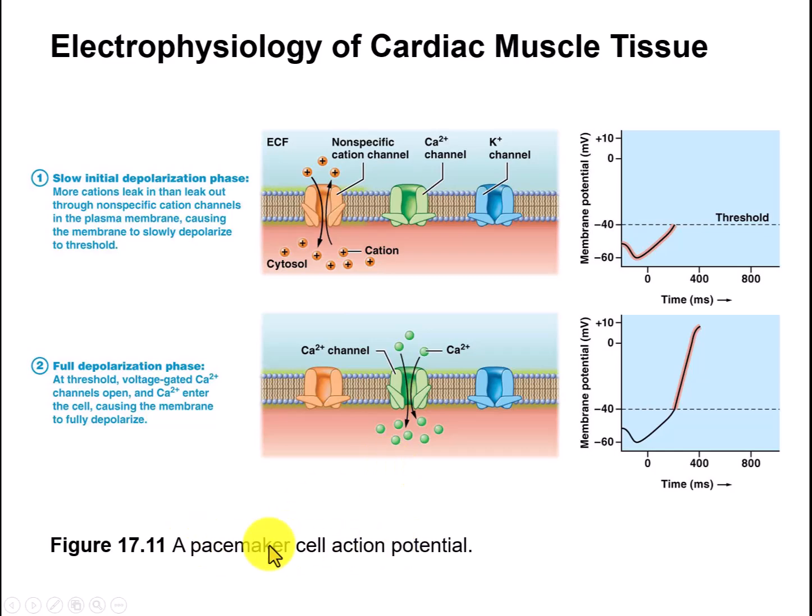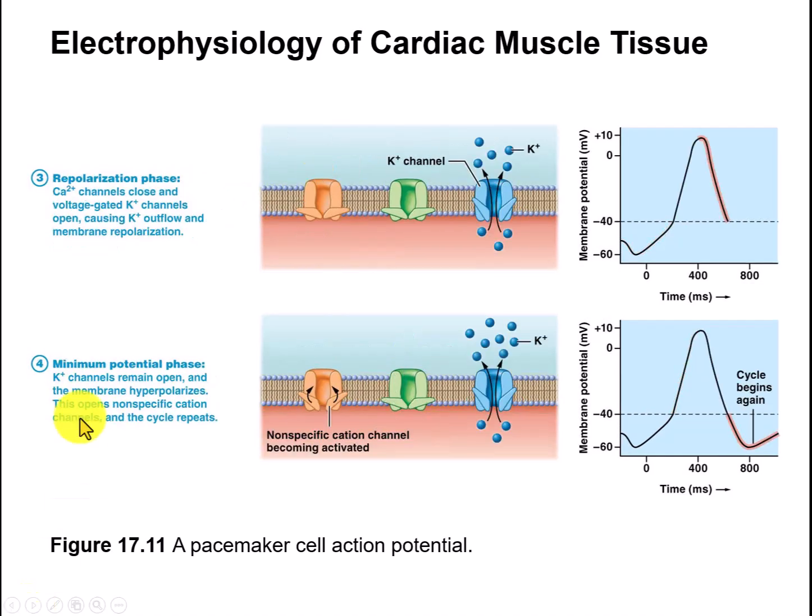And so these are our pacemaker cells. Remember, we have two types of cells: the pacemaker cells and the contractile cells. This is the action potential of our pacemaker cells. As that calcium enters, we have that rapid depolarization. Then when we hit up around plus 10 millivolts, we have closing of those calcium gates and opening of our potassium gates. Again, very similar to what we would recall with our skeletal muscle action potential. And when the potassium starts to flow out of the cell, we see repolarization.